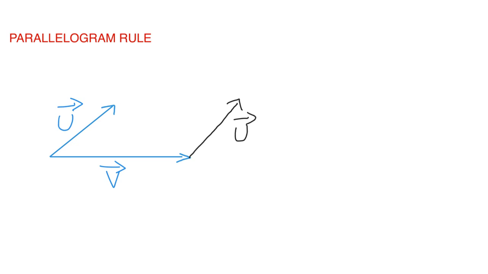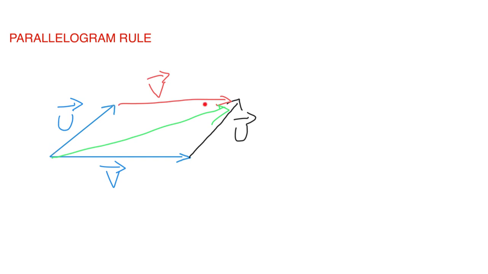I also could have put V over here. As long as it has the same magnitude and direction as the original, these two vectors are equal. It doesn't matter about their position. And this has formed a parallelogram. So U plus V, I can start here, and I will get from the toe of the first vector to the head of the second vector.